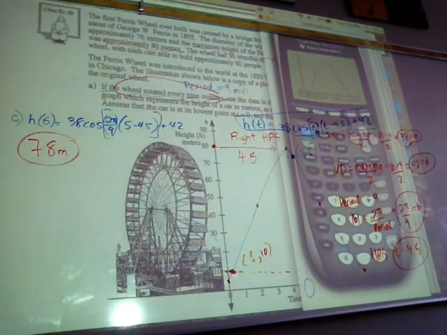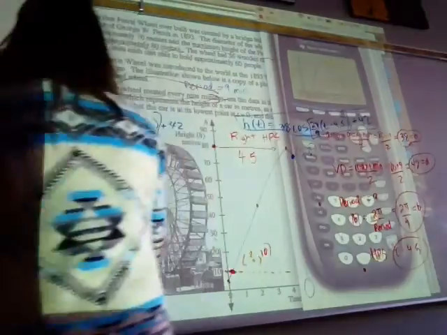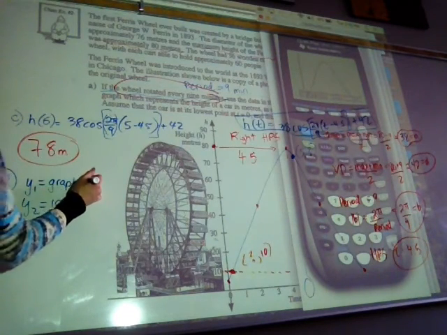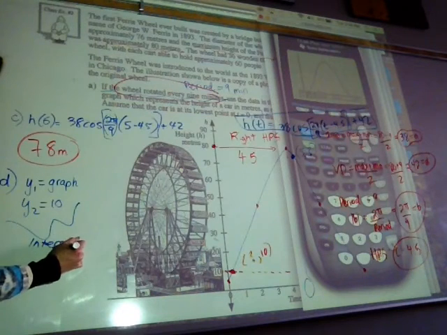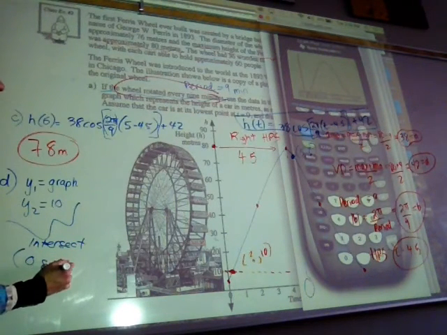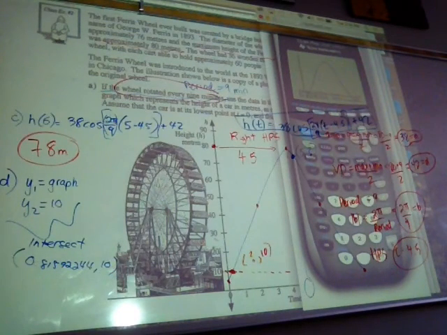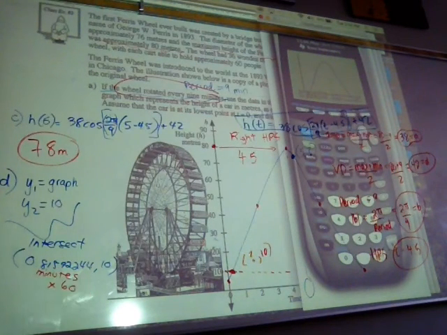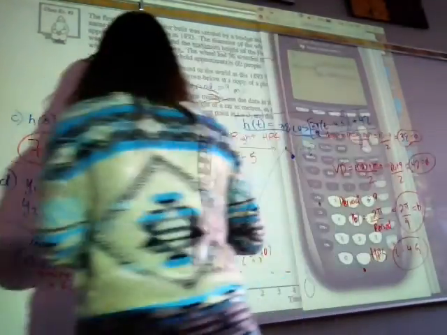If you guys reread part D, it's asking for how many seconds. So for part D, we have a y1, which is our graph. y2 is equal to 10. We intersect these, and you're getting 0.81592244 and 10. So right now this is in minutes. We need to multiply this decimal by 60, and that will put us into seconds. So the easiest way to do that is to quit the graph. X, enter. Now we have our decimal showing up, and we can multiply by 60. So 48.9 seconds. If we round to the nearest second, we're at 49 seconds.